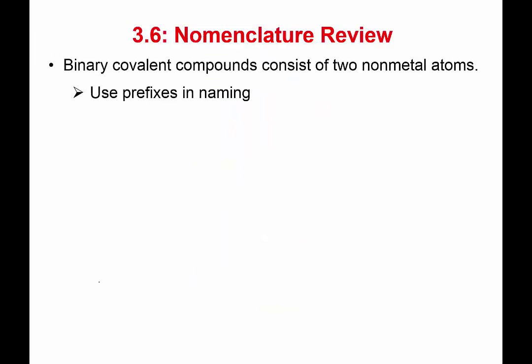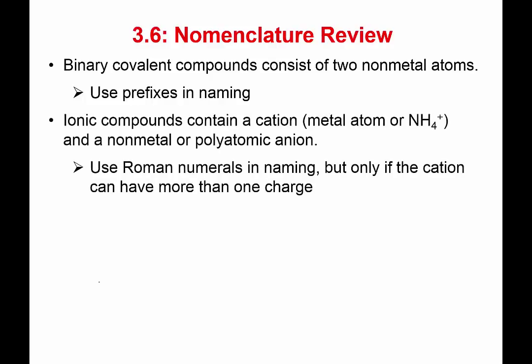But just as a summary, we saw that binary covalent compounds, which are compounds between 2 non-metal atoms, use the Greek prefixes in the naming. Ionic compounds consist of a cation, which is either going to be a metal atom or the one polyatomic cation you need to know, ammonium, NH4+, and then a monoatomic non-metal anion or a polyatomic anion. Those are ionic compounds, and then if necessary, we use the Roman numerals in their name if the cation can have more than one charge.